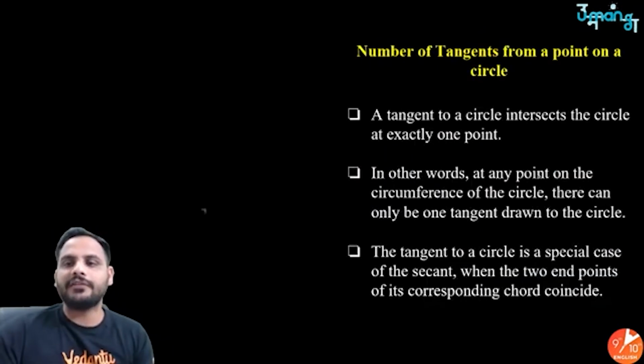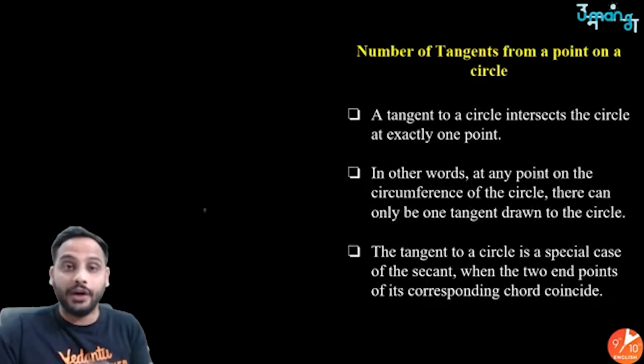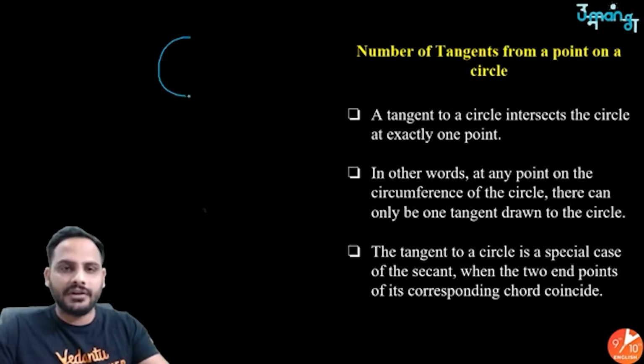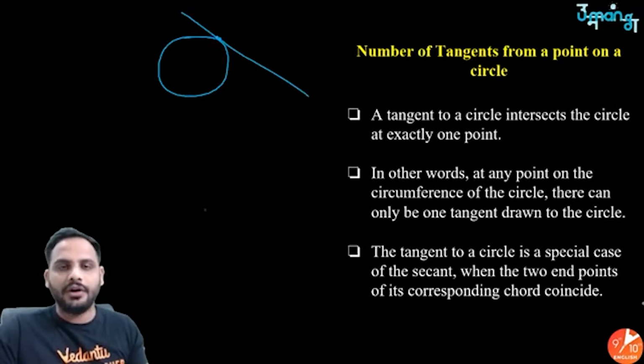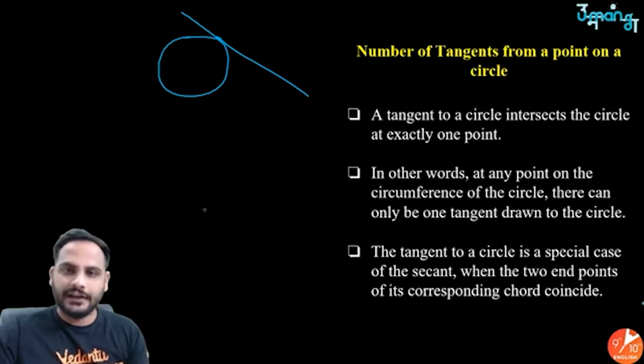Okay. Now, the number of tangents which we can draw from a point on a circle. So if we have a circle over here, and if I have to draw a tangent from this point which is on the circle, you can only draw one tangent.